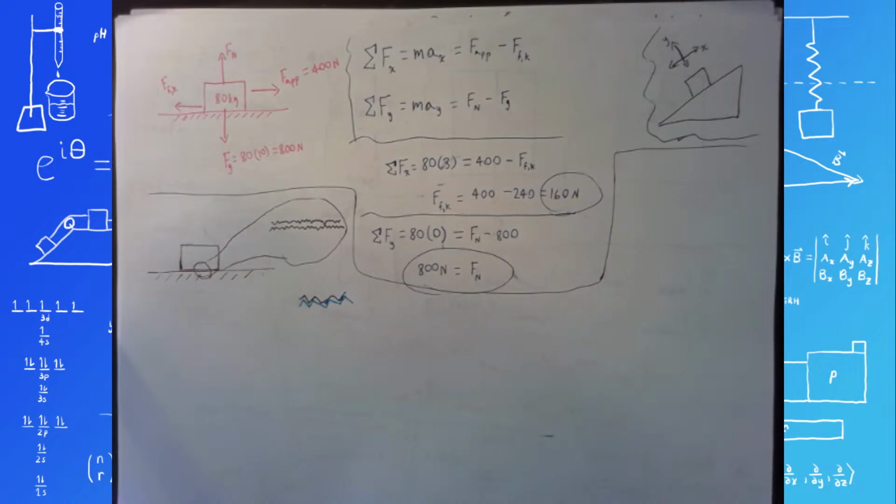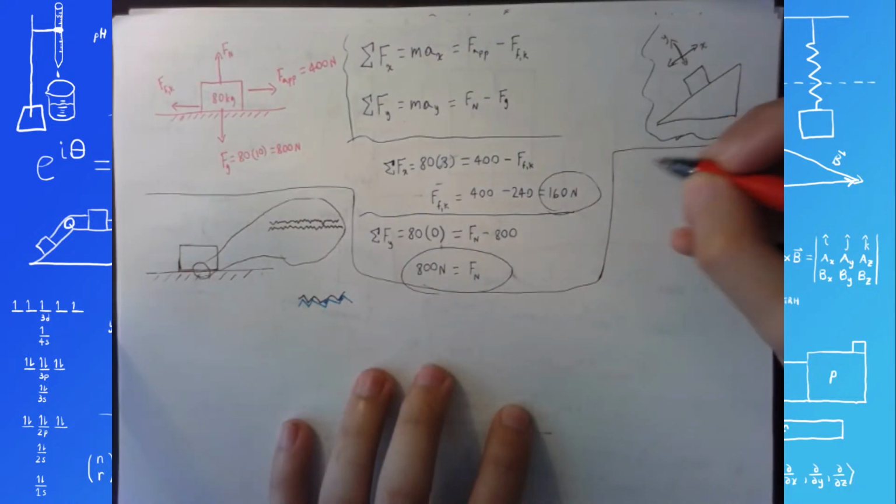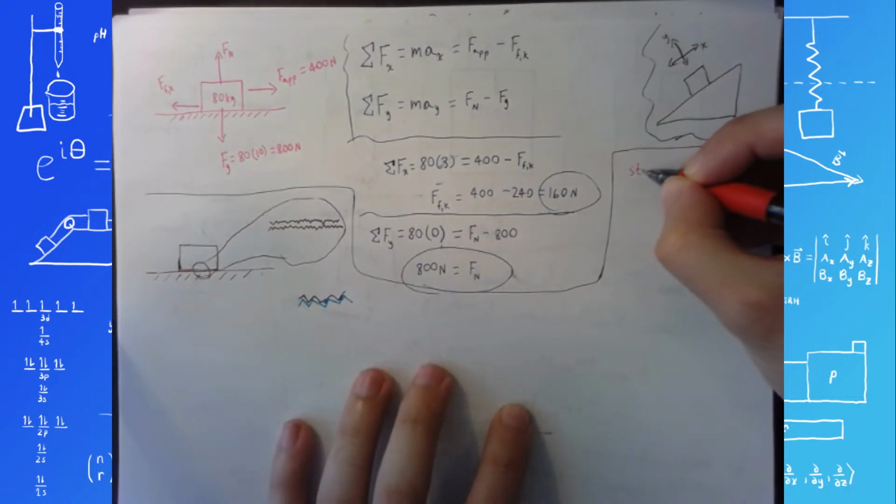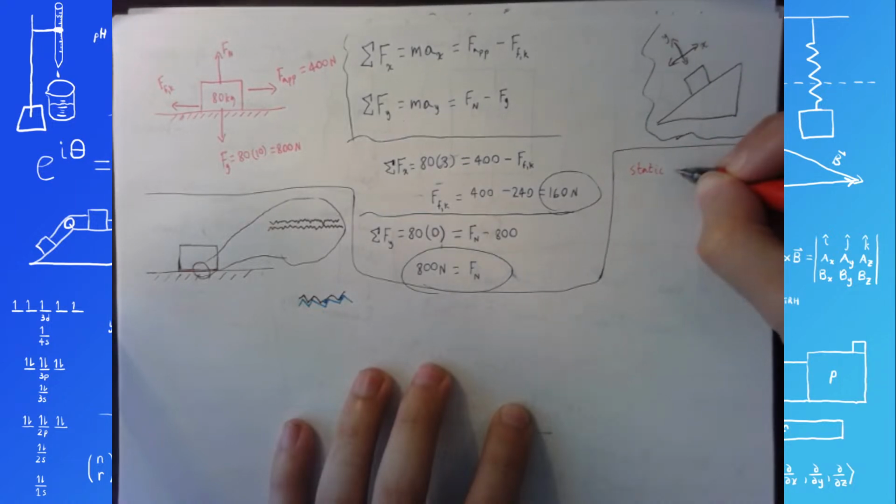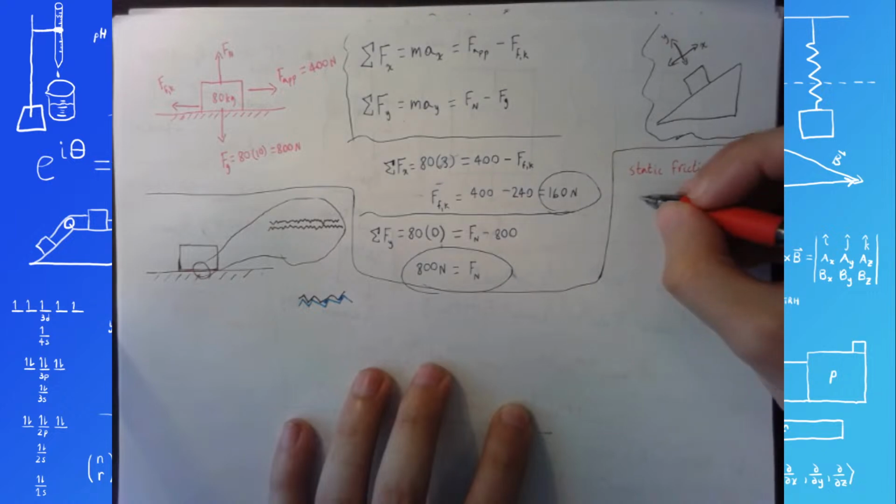Where was I? Right, two types of friction. So we have static friction. And we have kinetic friction.